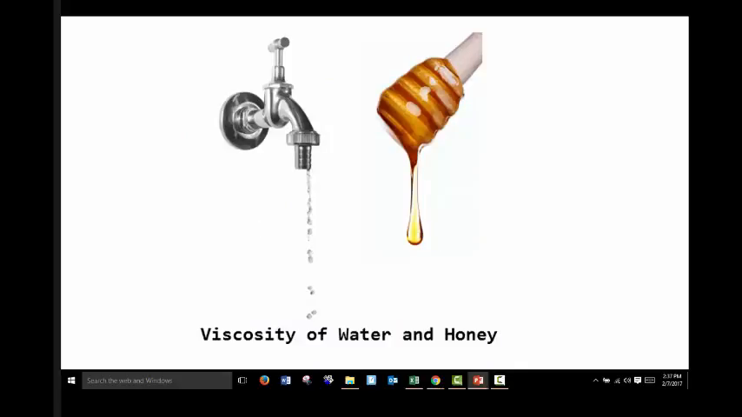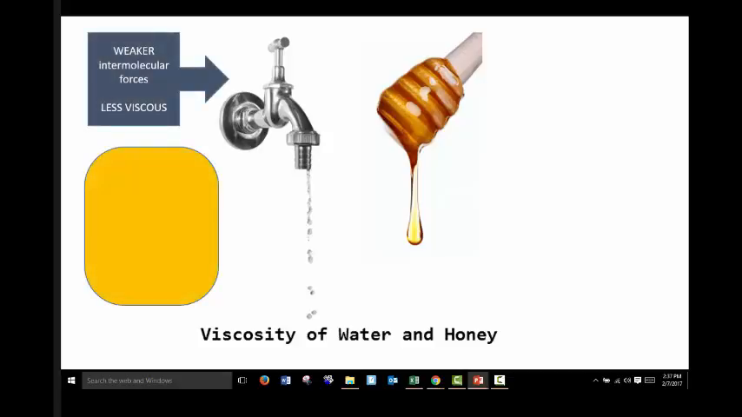To think about viscosity, it's helpful to compare 2 different liquids. Let's take water and honey, which we all know. Water flows freely, and the reason for this is that the intermolecular forces between the water molecules are relatively weak. The water molecules don't experience much internal friction, so the molecules are able to slide past each other with relative ease. Water has a low viscosity and it flows freely.